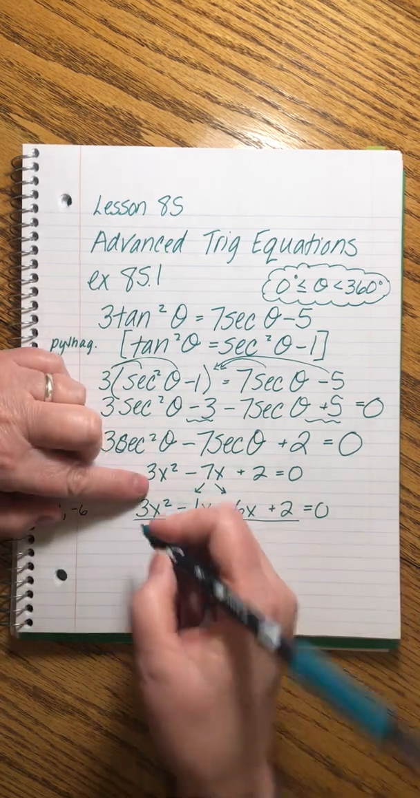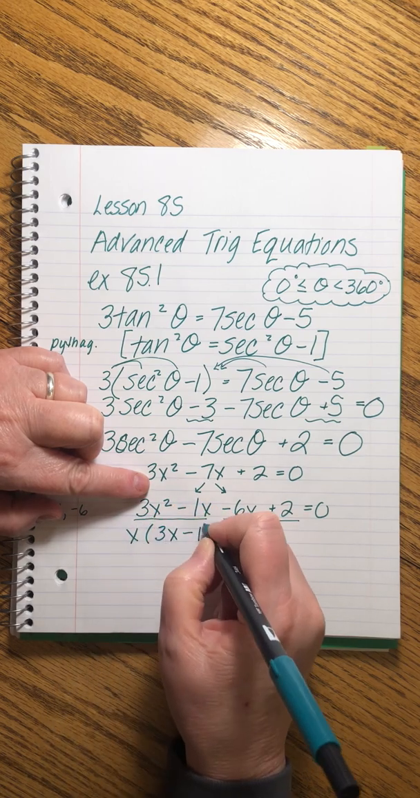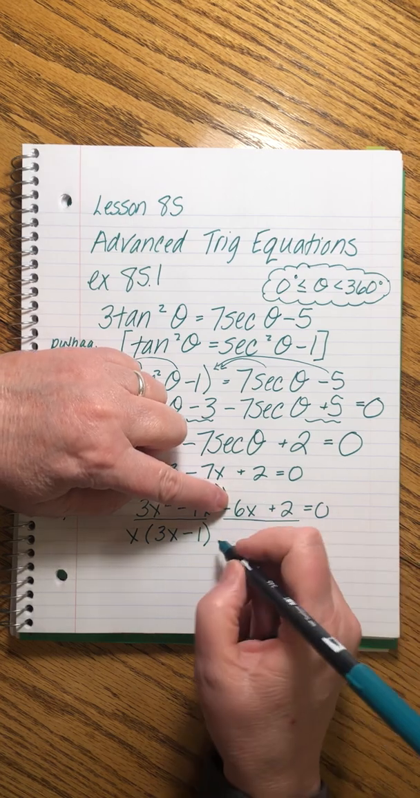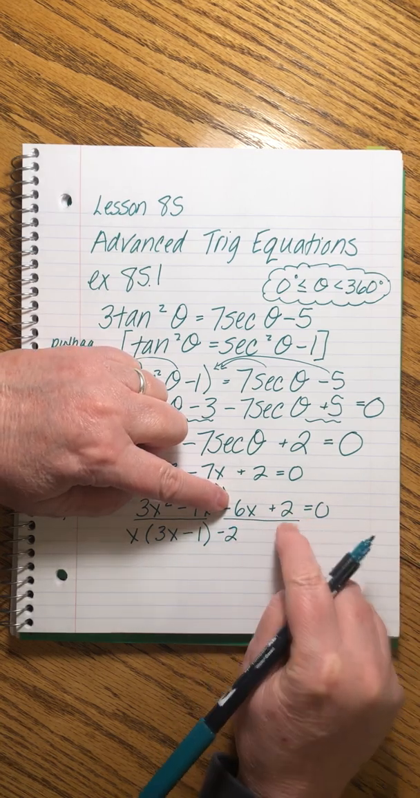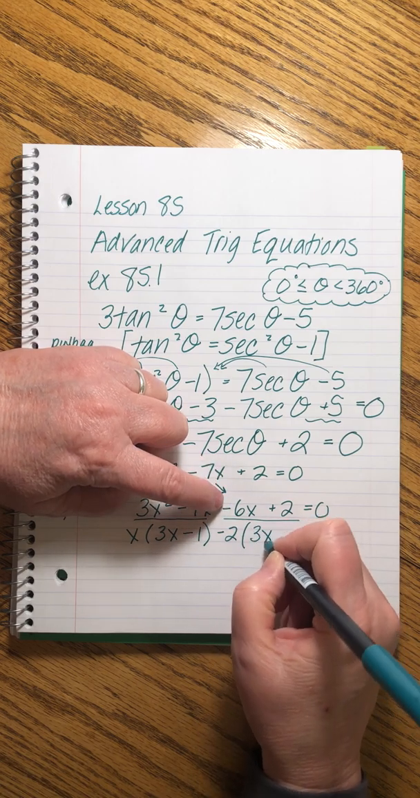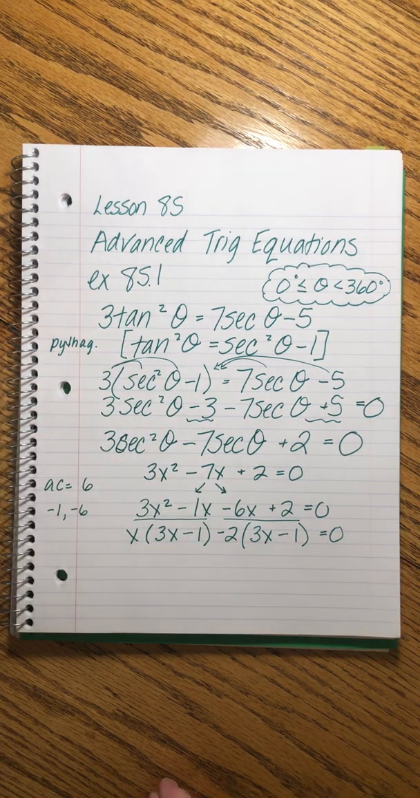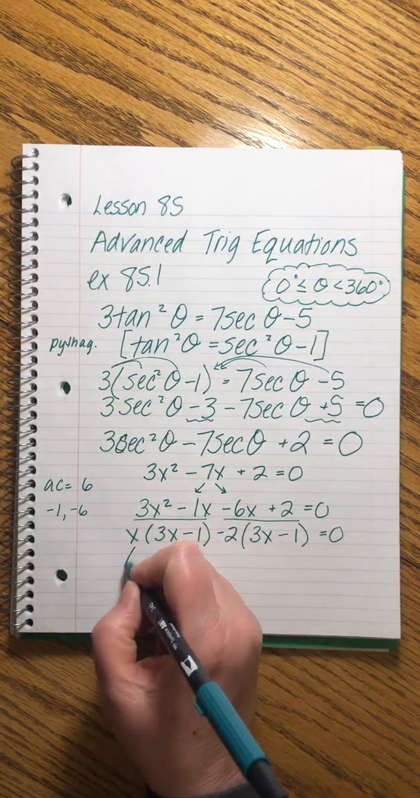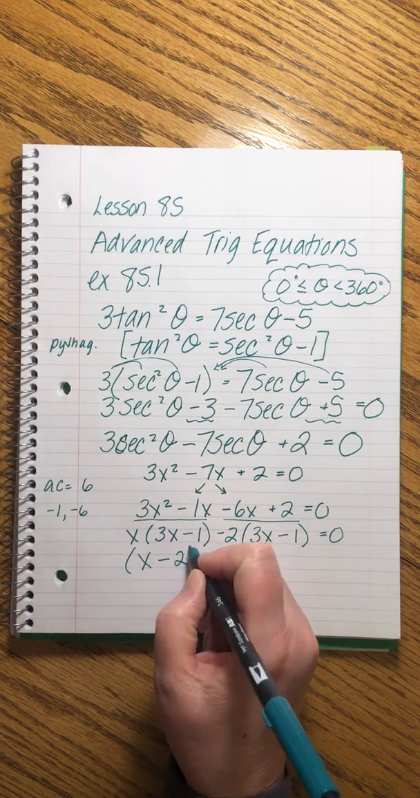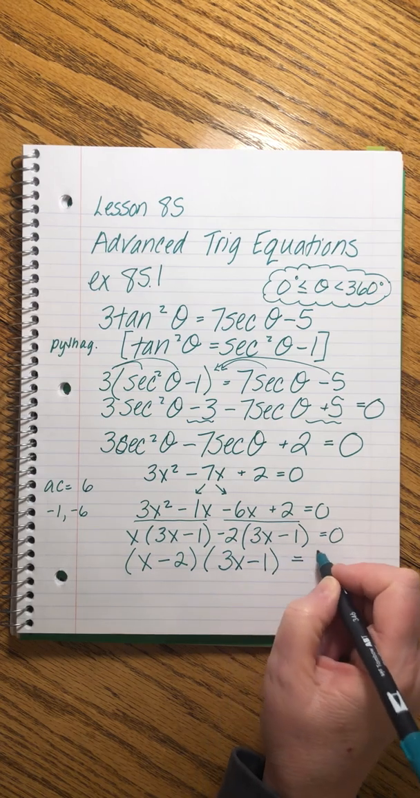For this first one, all I can take out is an x, and I'll be left with 3x minus 1. And here, I'm going to take out a minus 2 because I want to change the signs on this, and I want this to be 3x minus 1. Do you remember that at all? If not, I just explained it to you. Now we can rewrite this as x minus 2 quantity, 3x minus 1 quantity equals 0.